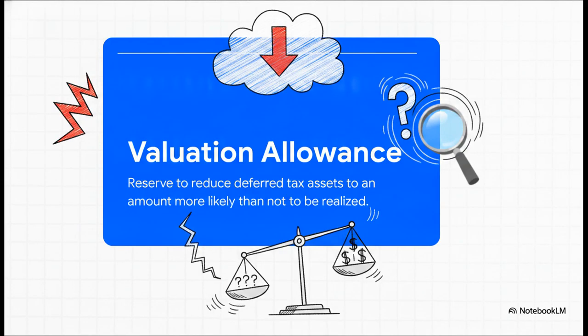Under U.S. GAAP, if there's doubt about a company realizing those future economic benefits, management has to step in and establish a valuation allowance. This directly reduces the amount of the deferred tax asset on the balance sheet to an amount that is more likely than not to be realized. Listen, if you see a company suddenly increasing its valuation allowance, you need to pay close attention. It is a massive red flag. It essentially tells us that management themselves are doubting their own ability to generate sustainable profitability in the future.